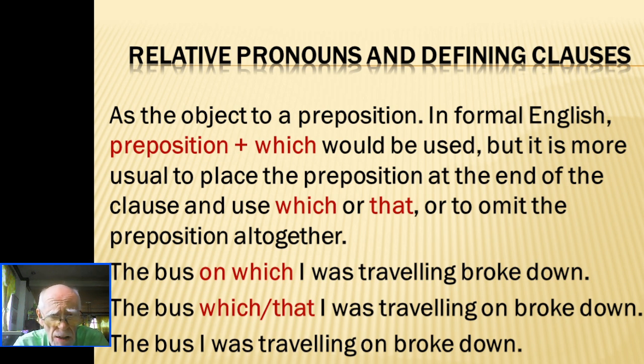In the second example, we can use which or that, and we have put the preposition at the end of the clause. The clause is which I was travelling on. And in the final example, we've omitted the relative pronoun altogether, and again the preposition has been placed at the end of the clause.